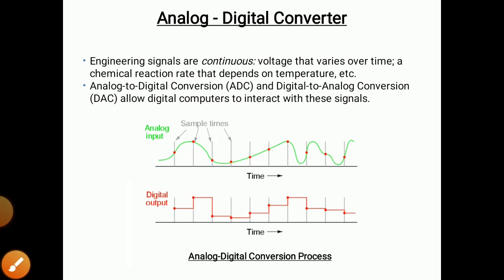Now, the analog digital converter. All engineering signals are continuous. Suppose voltage: the voltage varies continuously over time. Suppose you take any sensor, its output is in the form of voltage, and that voltage varies over time. A chemical reaction rate depends on temperature. Everything varies with respect to temperature or time. So analog to digital conversion and digital to analog conversion allows digital computers to interact with these signals.